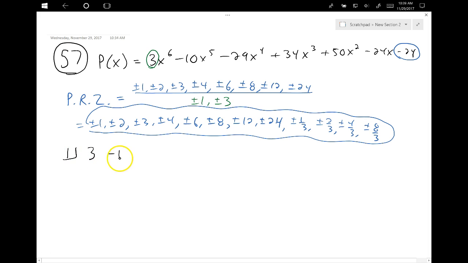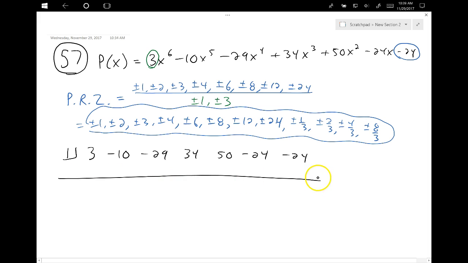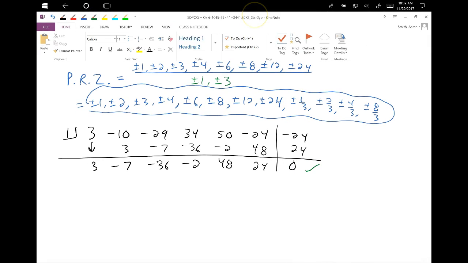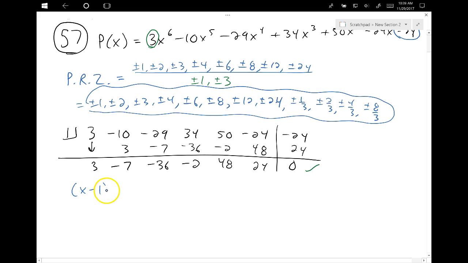1, 3, -10, -29, 34, 50, -24, -24. Go through your synthetic division. And we find a 0. Because we get a remainder of 0, this is a 0. If the 0 is 1, the factor for that is x minus 1. And our quotient is what's left over here.